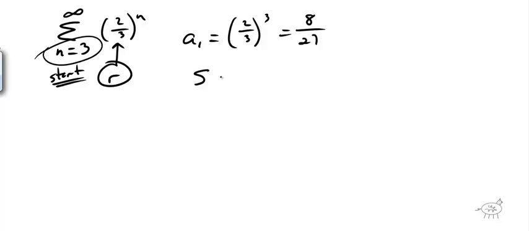And then we just plug it in. S sub infinity is equal to 8/27 divided by 1 minus 2/3. Again, using your calculator, you get 8/9, and that is the sum of that.